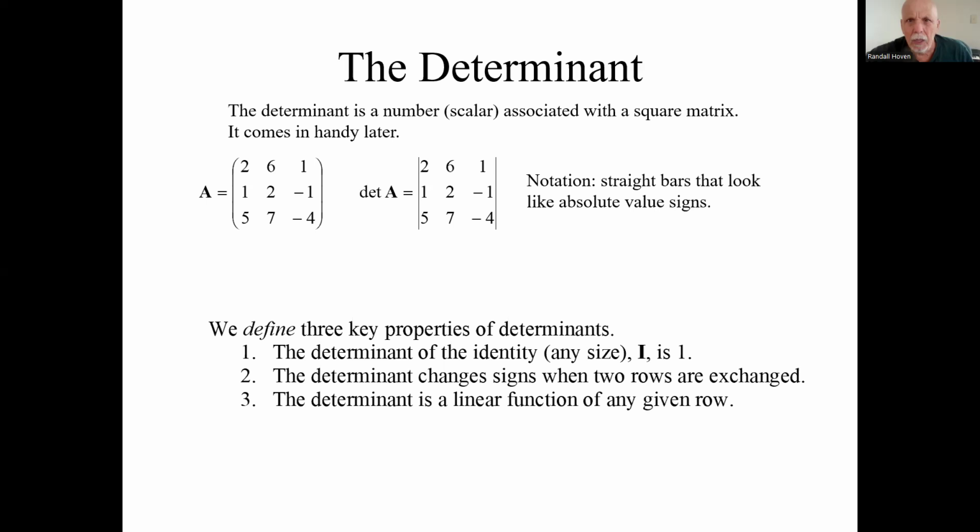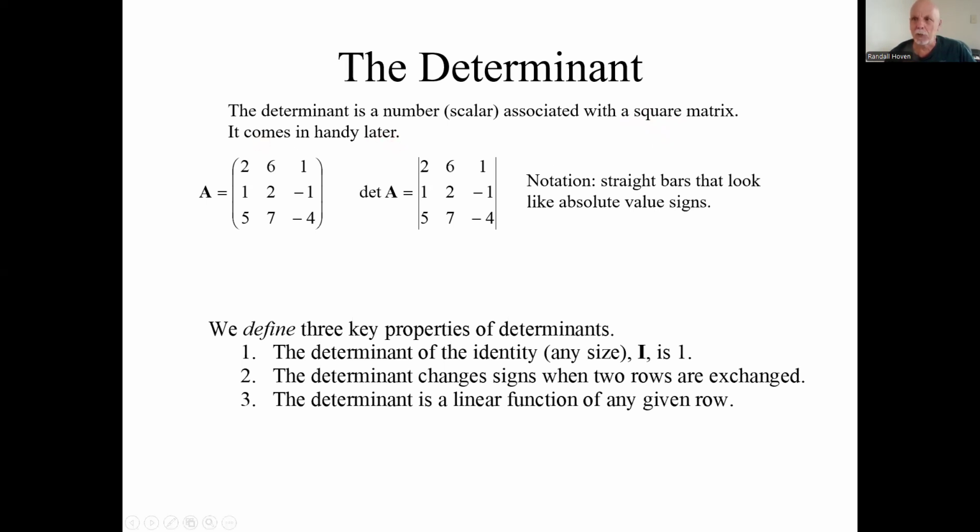I now begin a new chapter of my abbreviated course that I call linear algebra. This is chapter 4, which is about the determinant and the inverse. So we start with the determinant. It's just a number associated with a square matrix. Only a square matrix has a determinant.